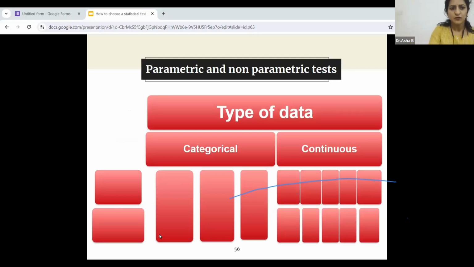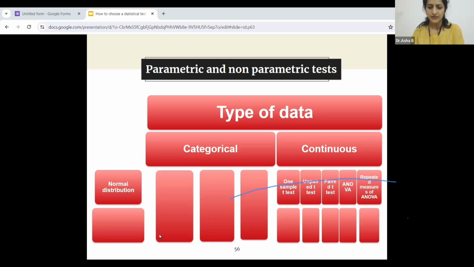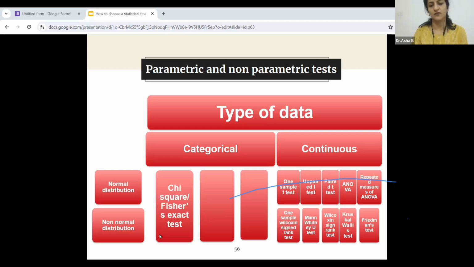To have a brief look at parametric and non-parametric tests: see the type of data, whether it is categorical or continuous. If it is continuous, see whether it is normally distributed. Then we can go for the one-sample t-test, unpaired, paired, ANOVA, and repeated measures ANOVA, depending on the objective. If it is a non-normal distribution, then we have substitutes: the one-sample Wilcoxon signed rank test, Mann-Whitney test, Kruskal-Wallis test, and the Friedman test. If the data is categorical, there is no need for any testing of normality. So we have chi-square, Fisher's exact test, McNemar test, and Cochran's Q test.